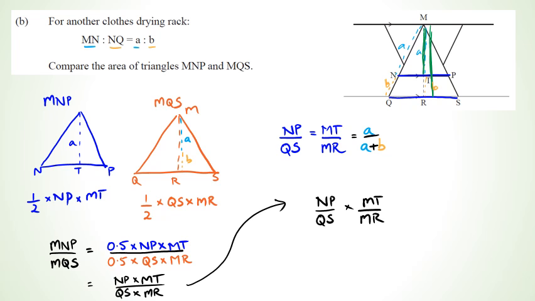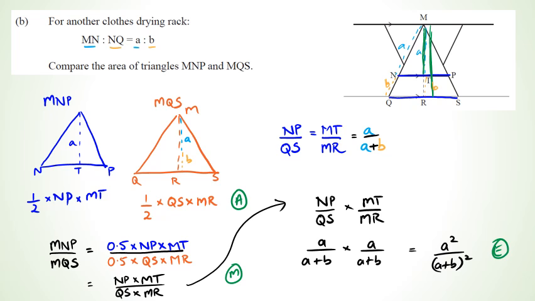Now because this ratio is A over A plus B, I can write this as A over A plus B multiplied by A over A plus B. And this simplifies to A squared over A plus B squared. So that's what you are required to do for a merit. But even if you get up to, say, this part here, you're looking at an achieved, and just comparison of areas of triangles, so just setting it up, you are probably looking at a merit at somewhere around there.